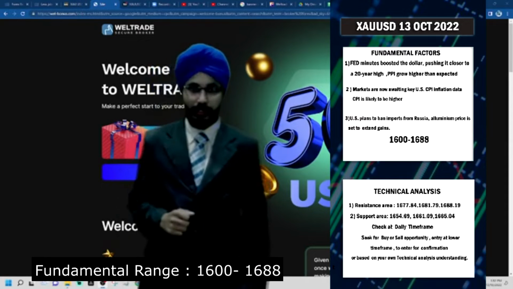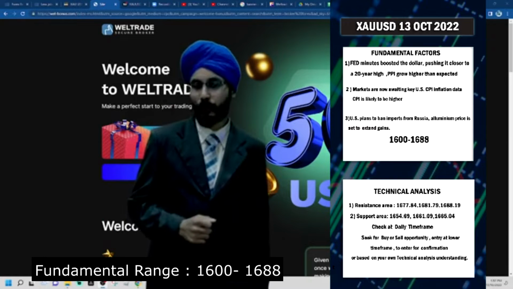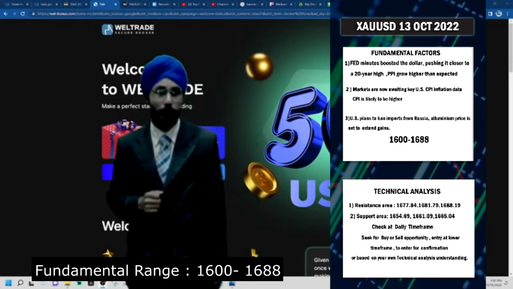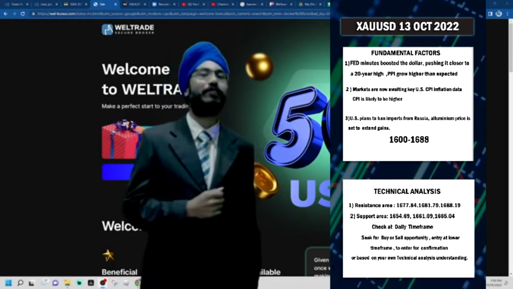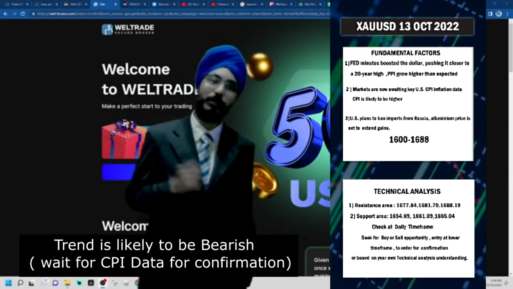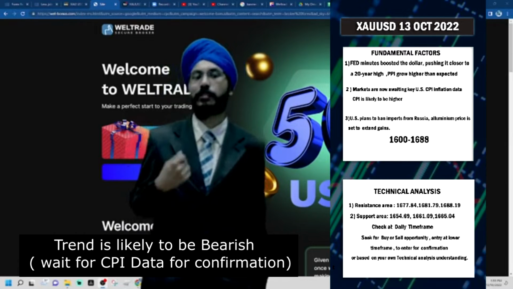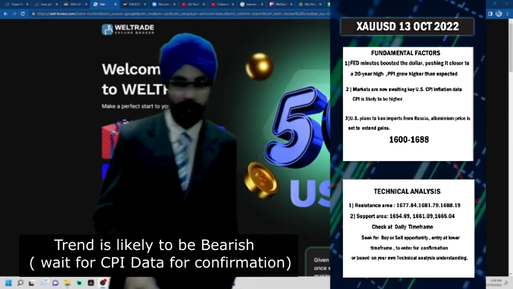The fundamental range that we are looking at is between 1600 and 1688. The trend is likely to be known today after the CPI data is released. However, from the past data that we have, the trend has been bearish. So we will continue with the bearish trend and see what the CPI data tells us today. Moving forward with our technical analysis.